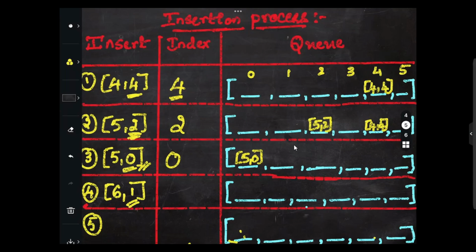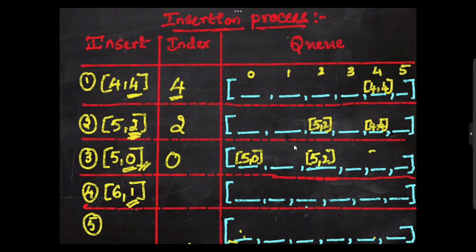So this will be 5 comma 2 and 4 comma 4 here. This is fine. Finally, this one will be 5 comma 0, 5 comma 2, 4 comma 4. We are adding 6 comma 1 at index 3, 0, 1, 2, 3 here. I hope this is clear, right?